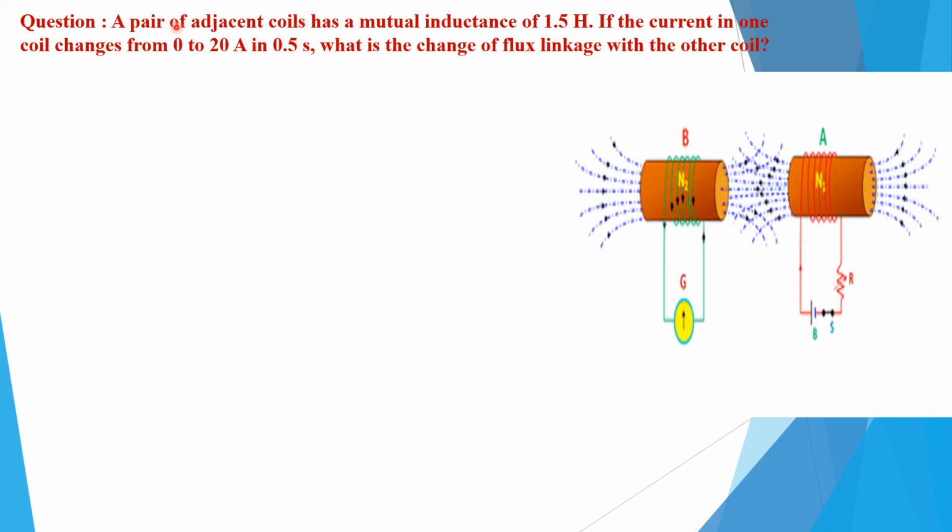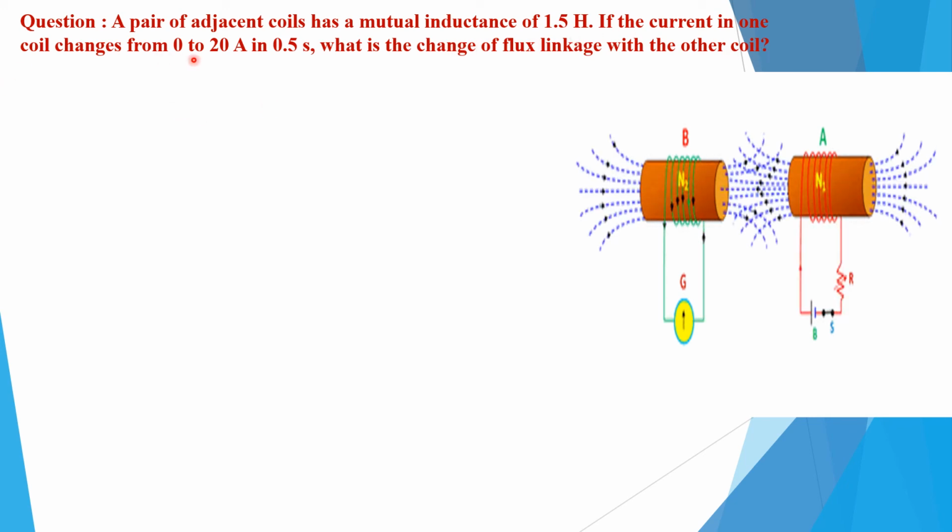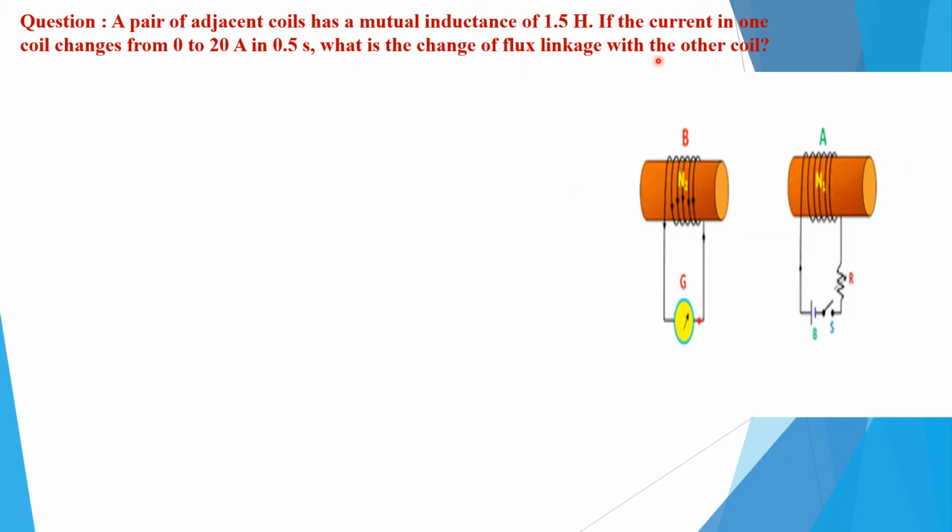Question: a pair of adjacent coils has a mutual inductance of 1.5 Henry. If the current in one coil changes from 0 to 20 ampere in 0.5 second, what is the change of flux linkage with the other coil?